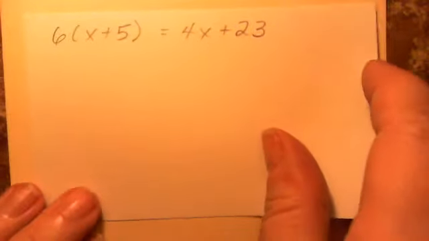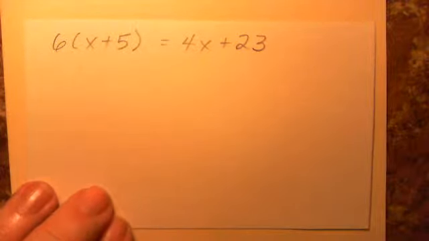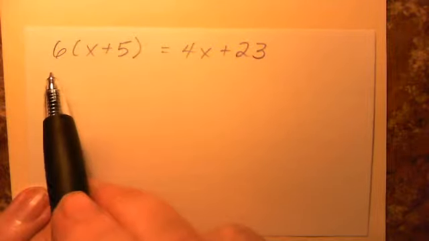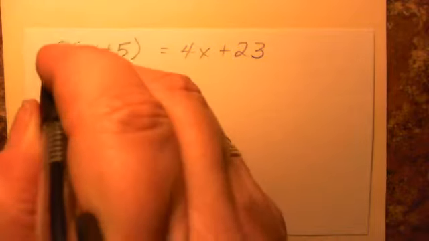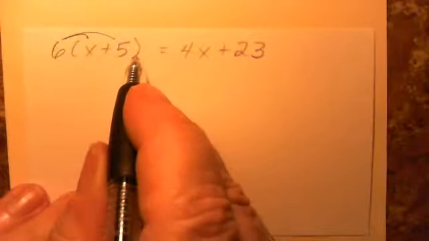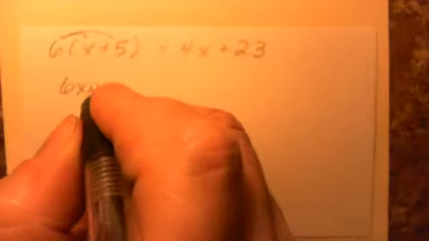Okay, this one has a little more work. This is the first time we've seen parentheses. Okay, so we need to clear these parentheses. Alright, this expression on the left has the parentheses. So how do we do that? We're going to distribute because we can't do the work inside. We have a variable, can't add the unlike terms. 6 times x for 6x. 6 times 5 plus 30 equal 4x plus 23.